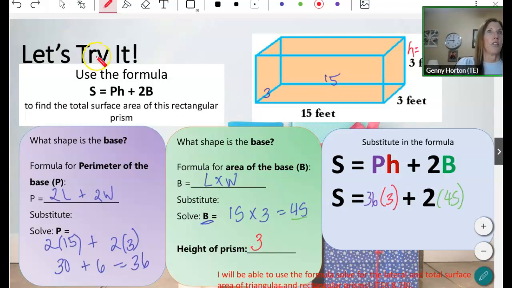Now let's go ahead and use the calculators. We're going to do 36 times 3, and we get 108. So we're going to put 108 here. And then 2 times 45 is 90. Add those together, it's 198. Now this is surface area, so it's going to be square feet, because you're just covering the outside, so it's square units.